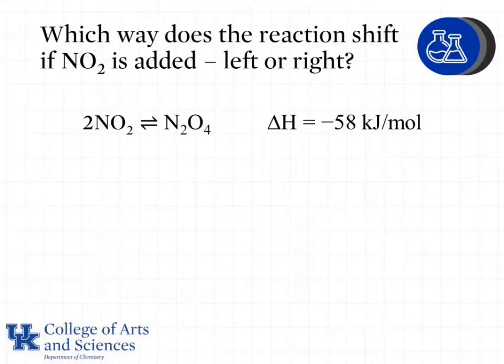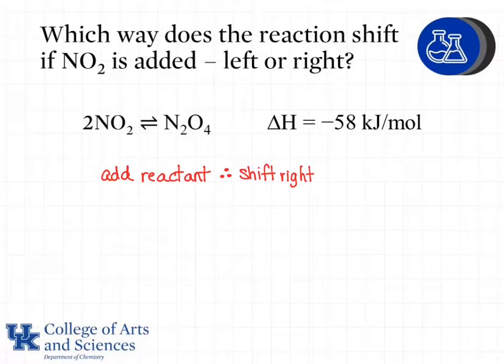In this lesson, we're going to look at some examples using Le Chatelier's principle. Which way does the reaction shift if NO2 is added, left or right? NO2 is a reactant, so we're adding a reactant. As a result, we need to do something that will use up some of that excess reactant, so it will shift to the right to increase the amount of N2O4, decrease the amount of NO2, and return to our equilibrium ratio.